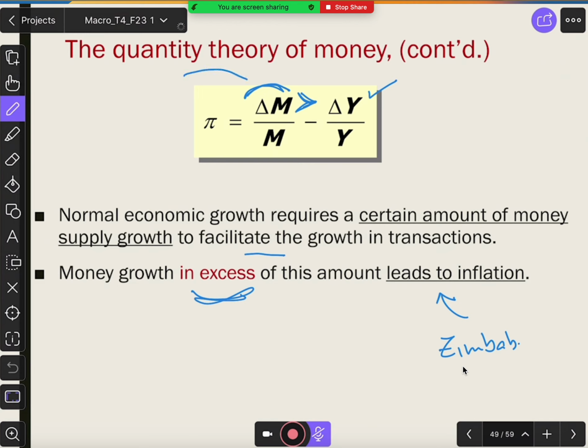So the printing of money led to a huge increase in money growth, which was way above the growth of the productive ability of the economy. So yes, we accept a certain amount of money supply, but it has to be in such a way that it is not too much in excess of the production or the productive capacity of the economy.